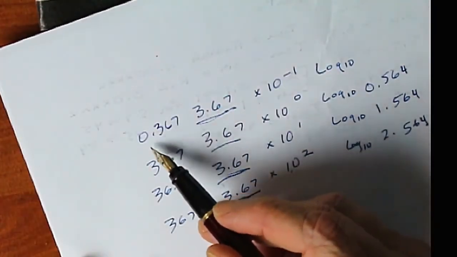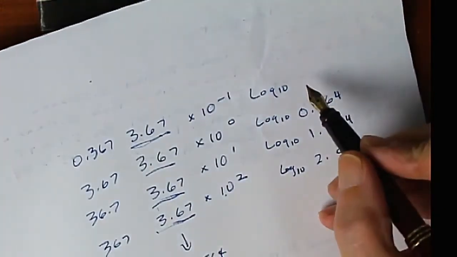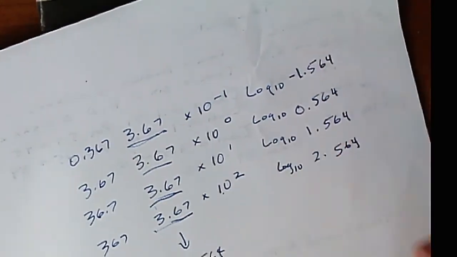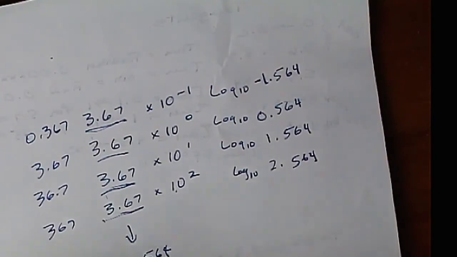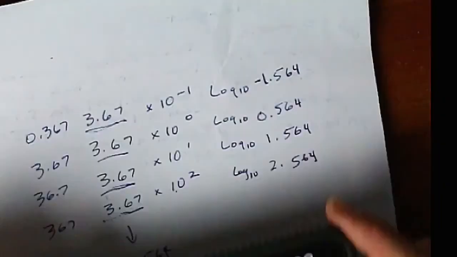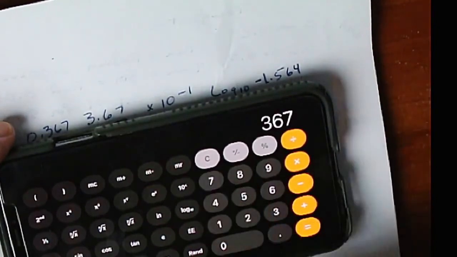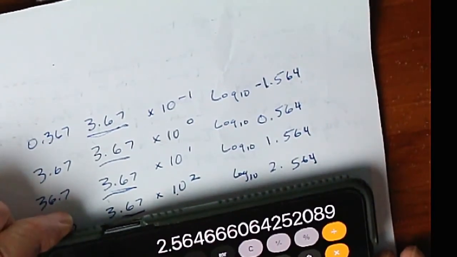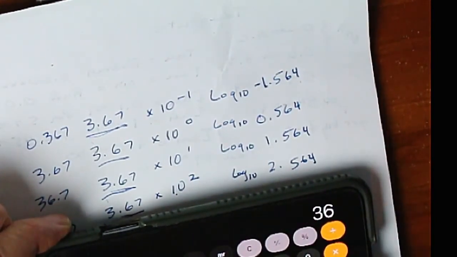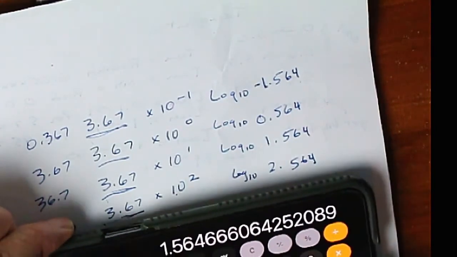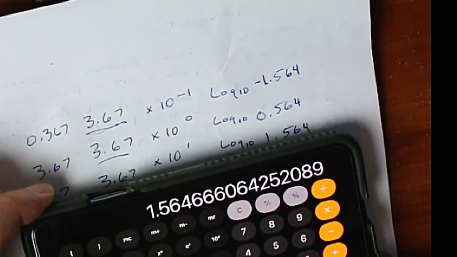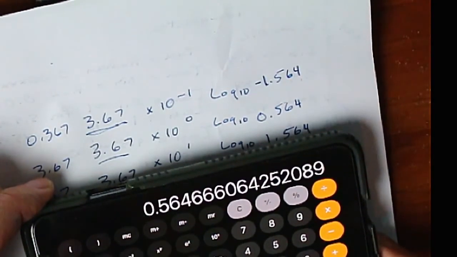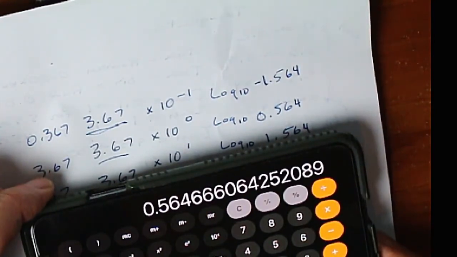Now the next one's a little bit tricky. What we're dealing with here is 0.367. Now following our argument, we should think that that would be minus 1.564. So let's go ahead and check these. So the first one is going to be 367, and we're going to go log 10. 2.564. Then we're going to go 36.7, log 10, 1.564. Okay, we're cooking with gas. Then we're going to do 3.67, 0.564. Again, pretty good.